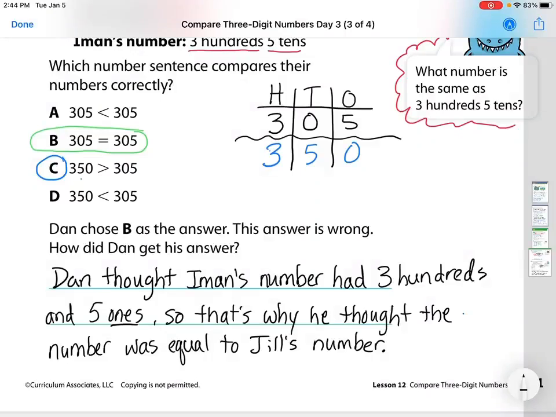Okay, here we are, and I hope you have finished your explanation. And this is what I wrote. You may have had something different, but I said that Dan thought Iman's number had 300s and 5 ones, so that's why he thought the number was equal to Jill's number. Or you may have just said that something like Dan forgot that the tens place went in the middle of the number instead of at the end of the number, or he got the tens and the ones places confused, or something like that.